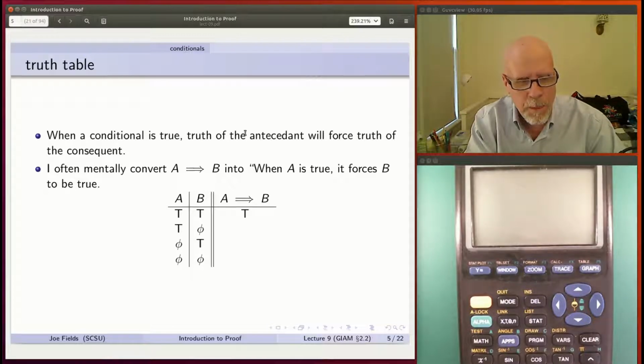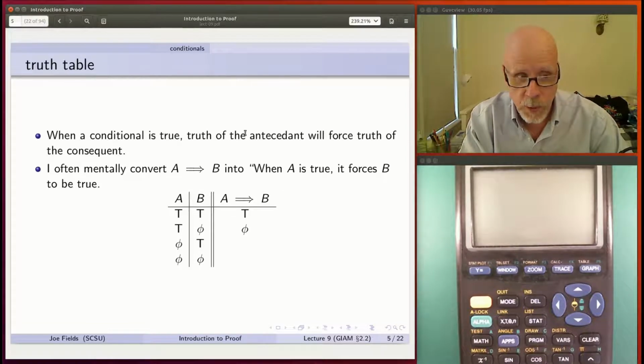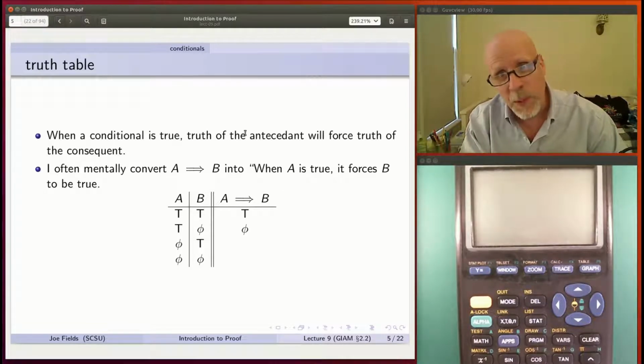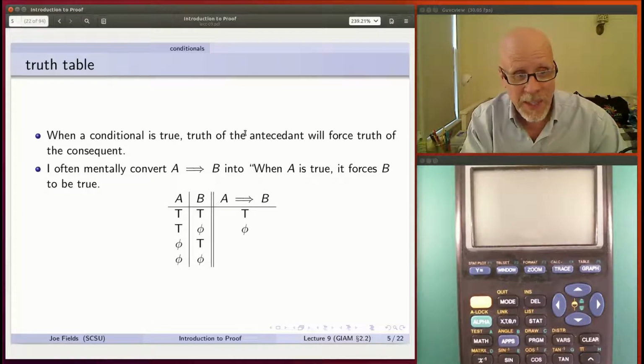The first line is very obvious. The idea of the arrow is that it says the first thing forces the second thing to be true, and if both the first thing and the second thing are true, then the arrow is certainly not lying. And I think this spot is quite obvious too. If the arrow is supposed to be telling you that when A is true, B is going to be true, and A is true and B isn't true, you've got a problem, right? So in that case, the arrow is a liar. We say the implies arrow is false in that setup.